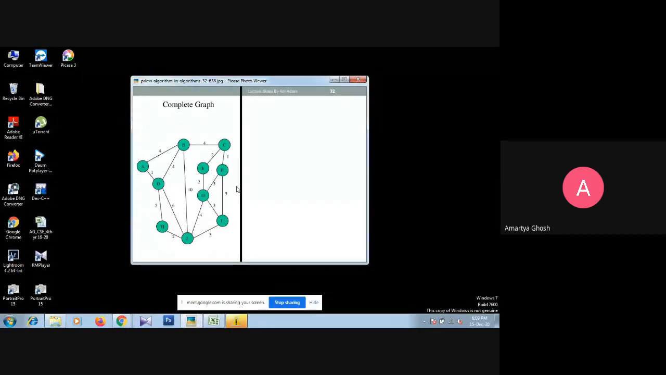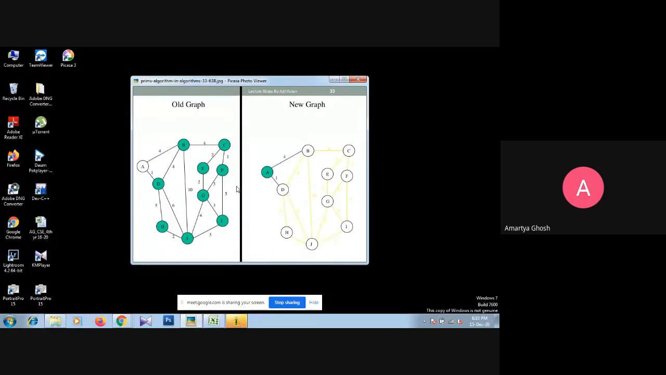Obviously that is a spanning tree, but if all the edges represent the minimum weight, then that is called the minimum spanning tree. So first you have to choose any one node. Now we see where we will start from. Because my name is Amartya, I will choose A. So I will choose the A node.